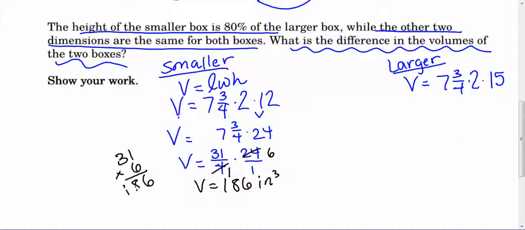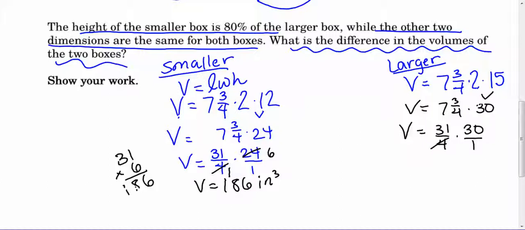All right, so that was for the smaller box. Now we got to do the larger box. So again, same kind of thing. I know 2 times 15 is 30, and I need to multiply 7 3/4 times 30. All right, so again, we converted that before. It's 31/4 times 30. And again, I'm going to look diagonally. So I'm going to look at numerators and denominators and see, are there any common factors? If yes, I'm going to divide that out to simplify this before I multiply.